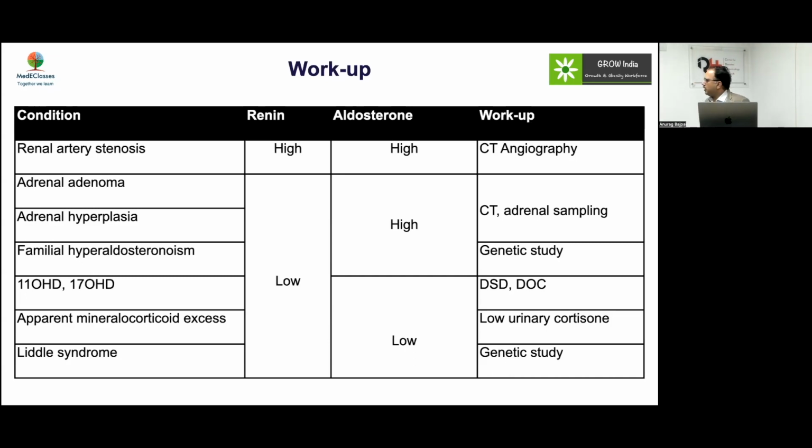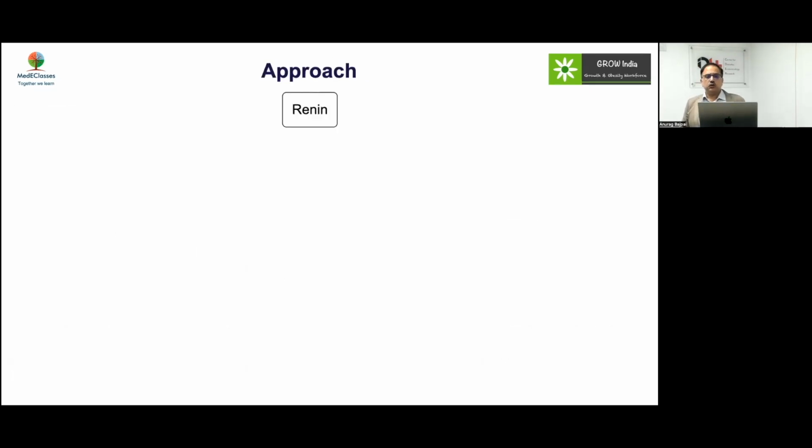And finally, if you have renal artery stenosis, CT angio will give you a clue. For adrenal adenoma, hyperplasia, CT becomes important. For CAH variants, as we'll discuss, there would be the option of doing the specific metabolites. For AME and Liddle, you can use the impact of spironolactone. If somebody is responding to spironolactone, it suggests an apparent mineralocorticoid excess. If they are not responding, this suggests a Liddle syndrome. And of course, genetic diagnosis can also give you the precise diagnosis, in the form of clinical exome sequencing.